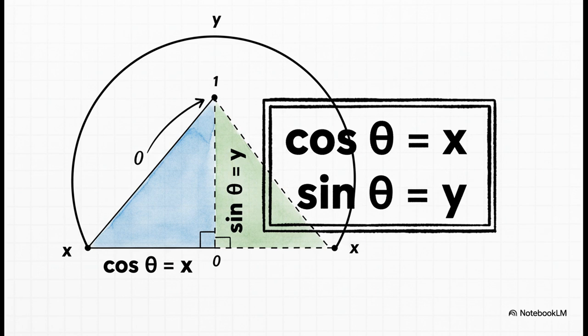Okay, now, before we move on, I need you to pause and really lock this next part into your brain. Seriously, it is the absolute number one most important rule for the entire unit circle. Ready? For any angle, the cosine value is just the x-coordinate. And the sine value? That's just the y-coordinate. Cosine is x, sine is y. That's the whole game. If you remember that one little thing, it honestly unlocks everything else.